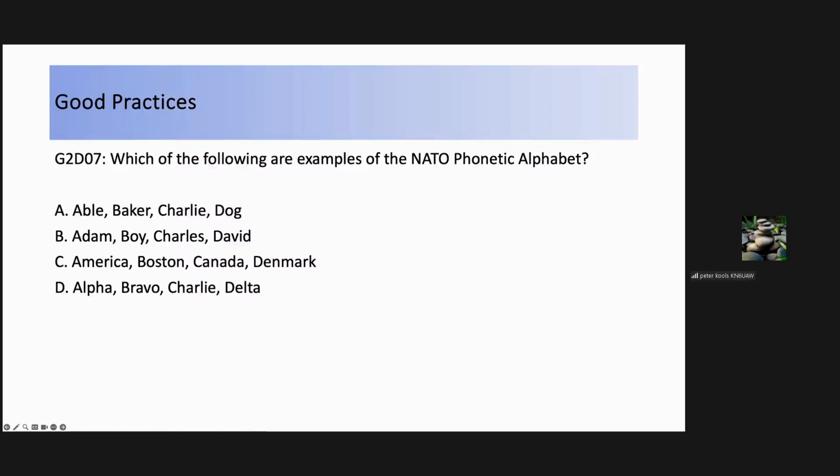Which of the following are examples of the NATO phonetic alphabet? Well, the easy one here, if you only want to memorize one phonetic letter, memorize alpha, and that'll get you the right answer here. It's Alpha, Bravo, Charlie, Delta. There are no country names in the NATO phonetic alphabet, although there is a province name, Quebec. So alpha will get you the right answer, though.